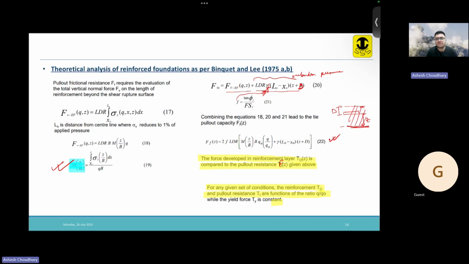Therefore, the force developed in the reinforcement layer TD is compared to the pull-out resistance given here. So this total force developed in the reinforcement layer TD has to be compared with this pull-out resistance FF. For any given set of conditions, the reinforcement force TD and pull-out resistance FF are functions of the ratio Q by Q naught, that is the bearing capacity ratio, while the yield force Fy is constant.